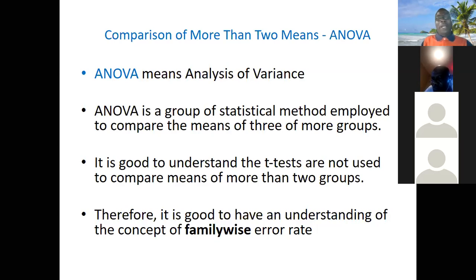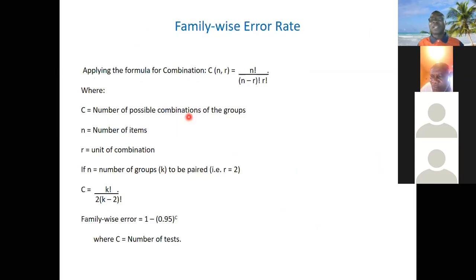Analysis of variance is a group of statistical methods employed to compare means of 3 or more groups. We have said it. It is good to understand that t-tests are not used to compare means of more than 2 groups. Therefore, it is good to have an understanding of the concept of family-wise error. It's because of family-wise error that we cannot use t-tests. T-tests are not appropriate. Let's look at what we mean by family-wise error.